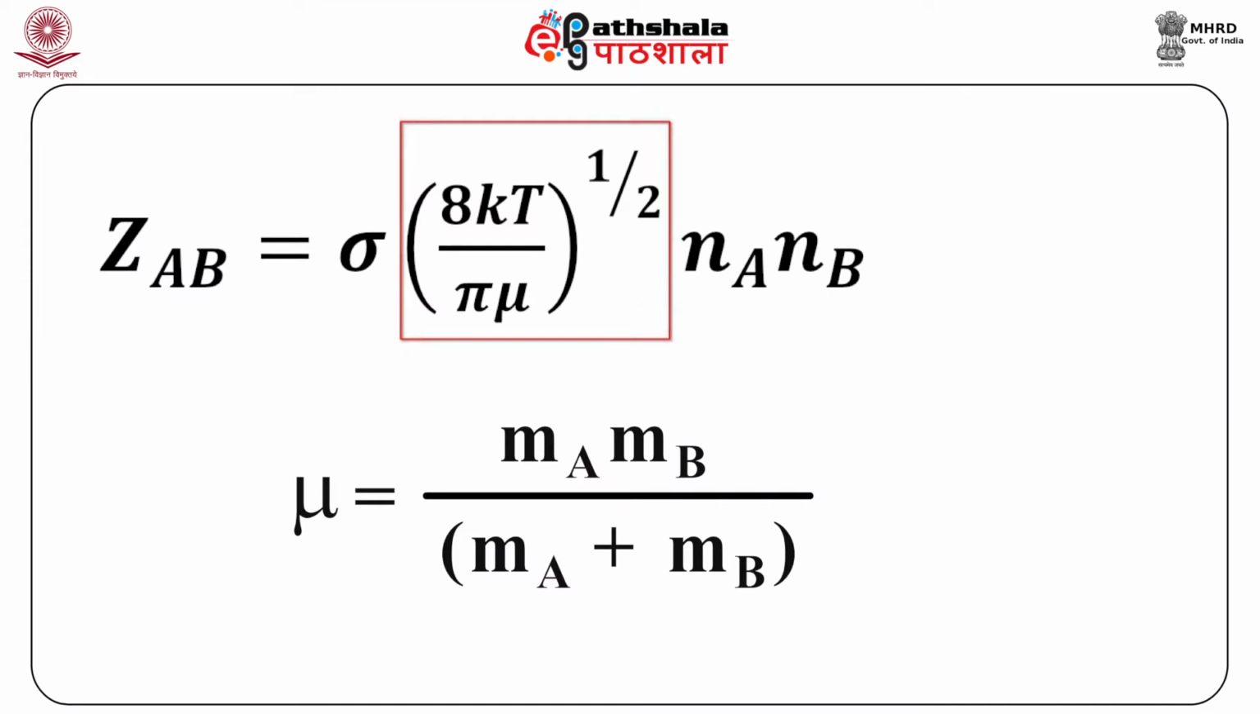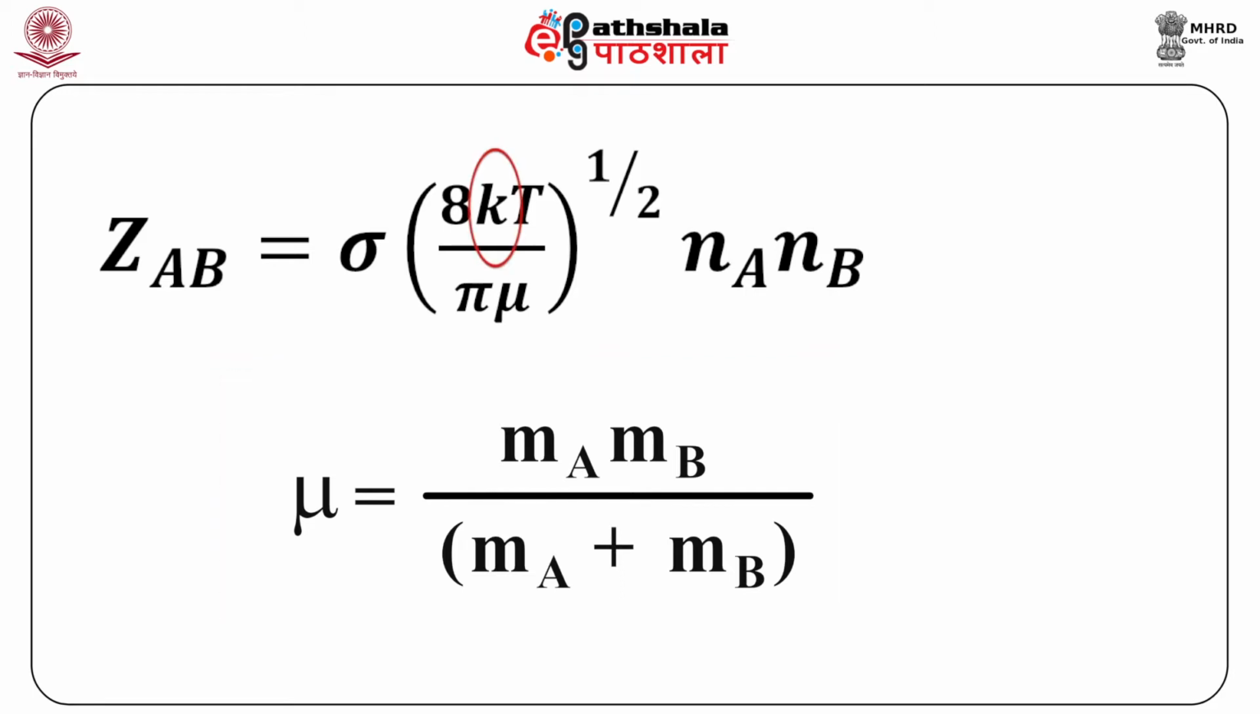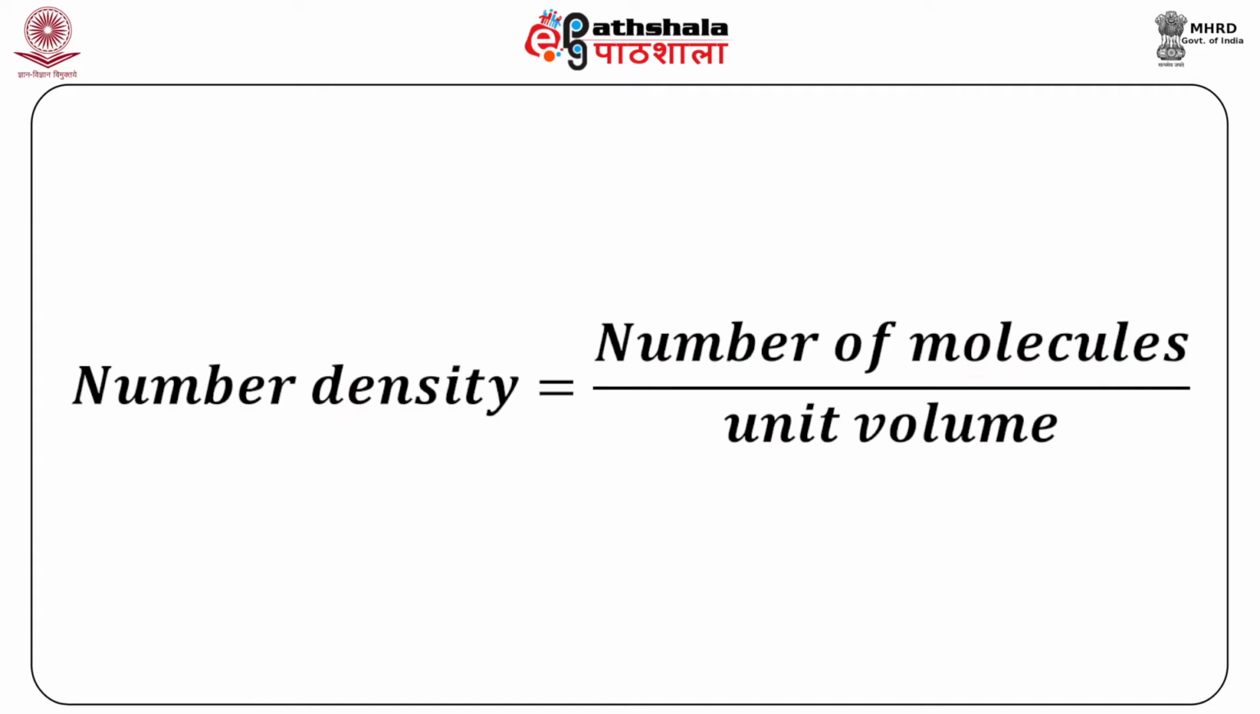The other term in the expression is under root 8kT by pi mu, which is the average energy of the molecules, where mu is the reduced mass, given by the expression MA into MB upon MA plus MB. k is the Boltzmann constant, MA is the mass of single molecule A, MB is the mass of single molecule B. NA and NB are the respective number densities of molecules A and B. Number density is given by the expression number of molecules upon unit volume.